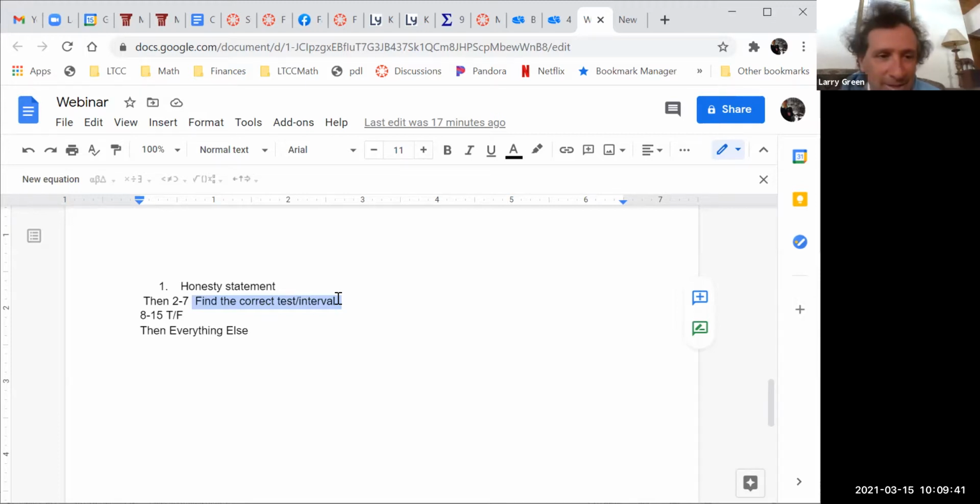So my feeling is this 2 through 7 is a biggie. And that is just to say what test or what confidence interval you have to do, and then you move on. And it's just a click. It's a multiple choice, but it's a very long multiple choice because you have a lot of different kinds of confidence intervals and hypothesis tests. And I'll show you what it looks like in a bit.